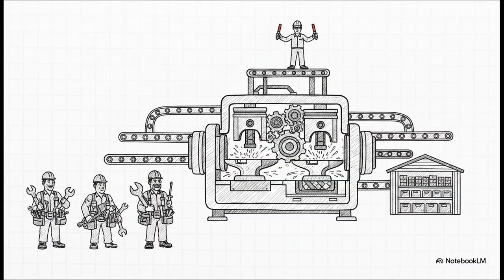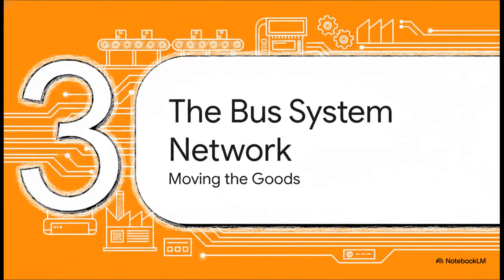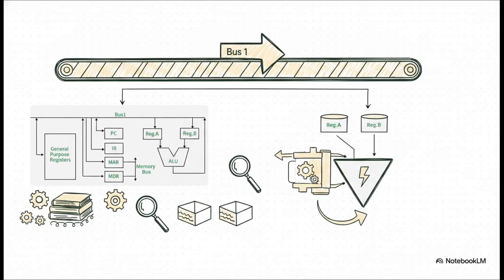But a factory is useless if the stations can't actually share their materials. Which brings us to Section 3, the bus system network, moving the goods. Let's look at how these factory components actually talk to each other. If you check out the spatial map of our system, you'll see a thick line running right across the top. That's bus 1, which is basically our main conveyor belt.